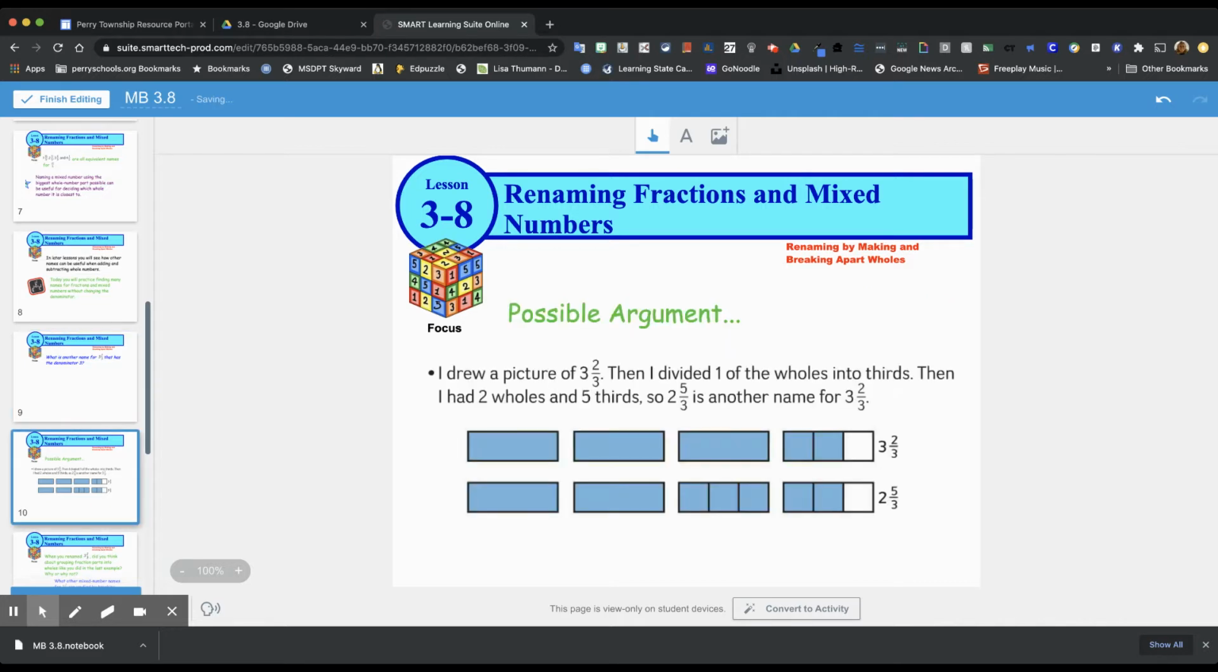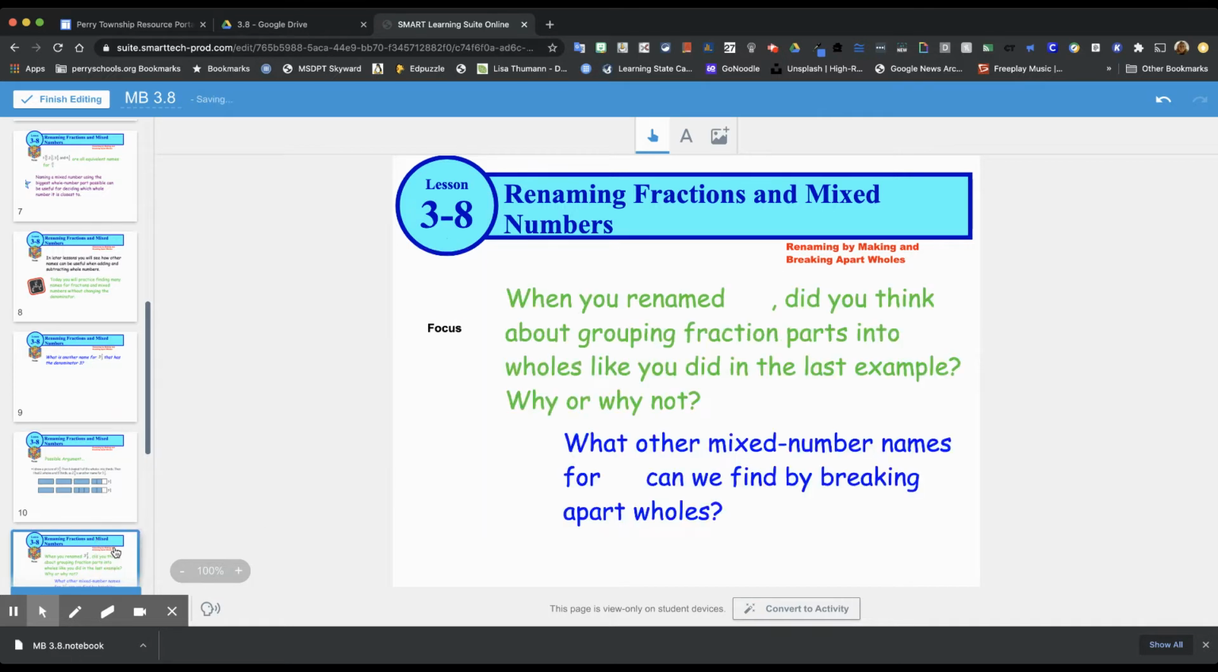So a possible answer is drawing a picture of 3 and 2/3, then dividing one of those wholes into thirds. And so you see here's our original 1, 2, 3 wholes and 2/3. If we divide this one up into thirds, we can see that we have 2 wholes and 1, 2, 3, 4, 5 thirds. So that is the same thing. We could keep this going. We could do some more with it.